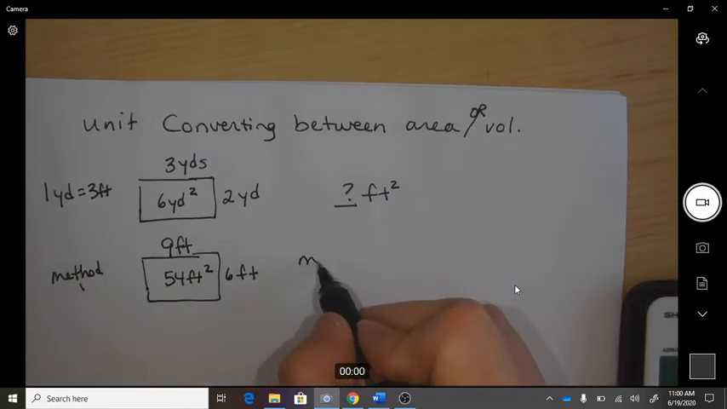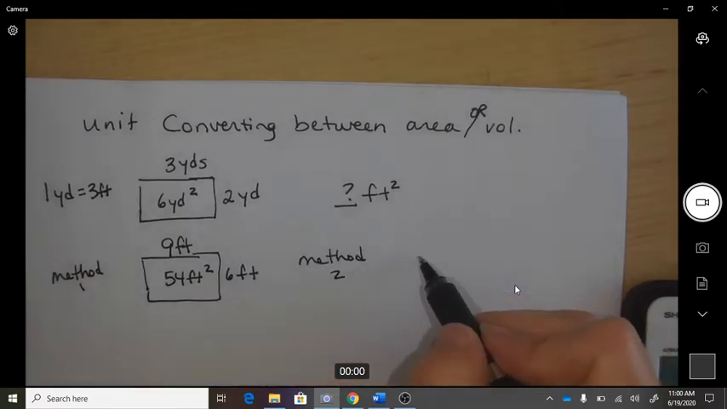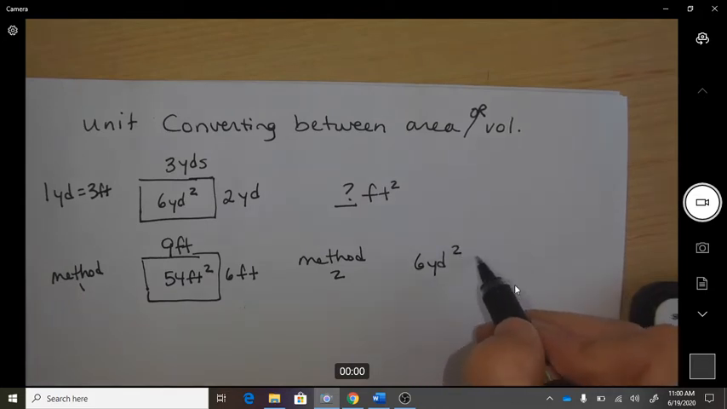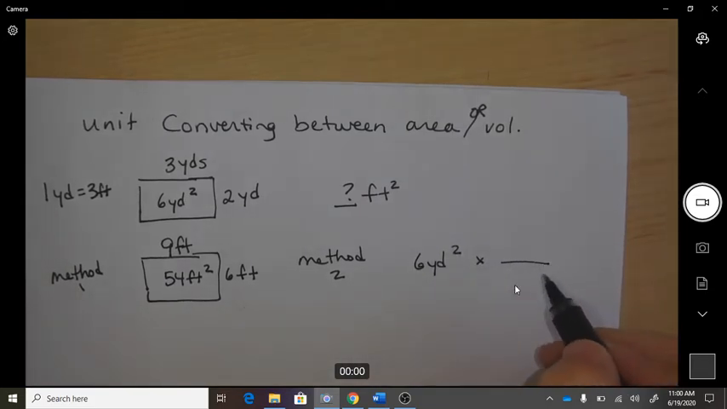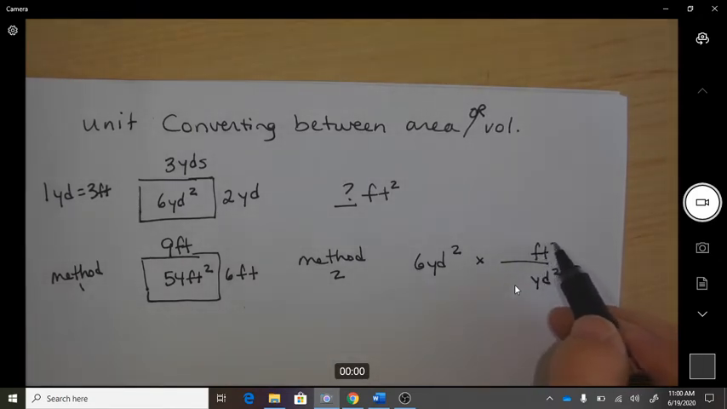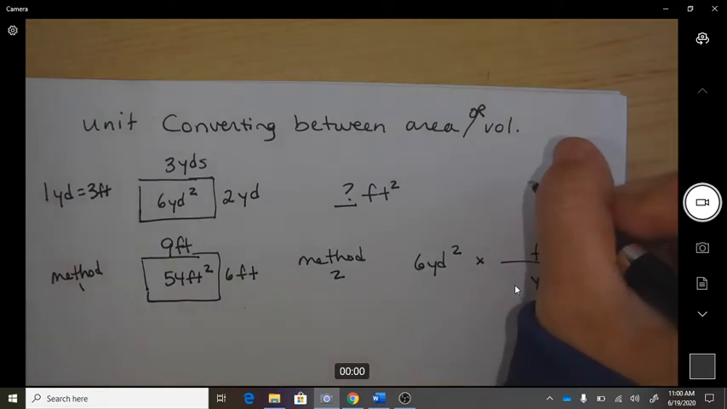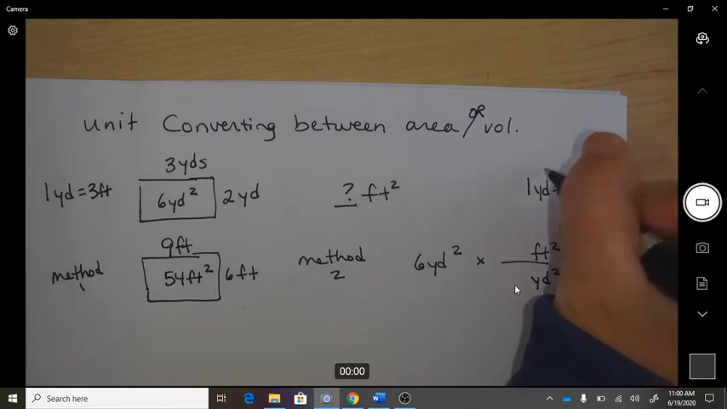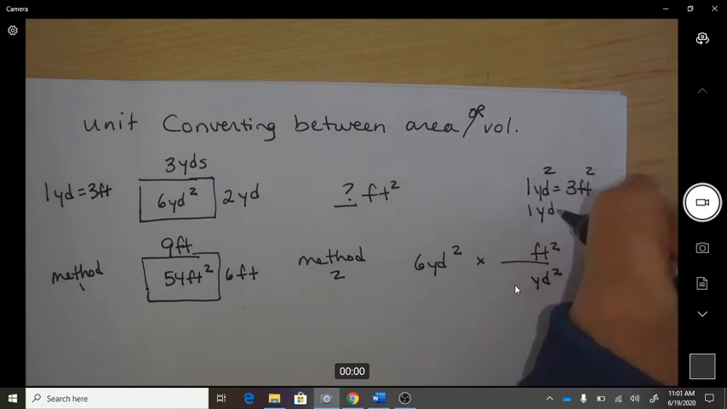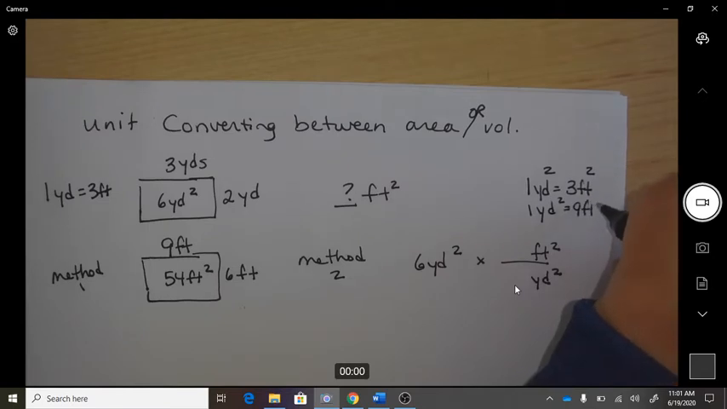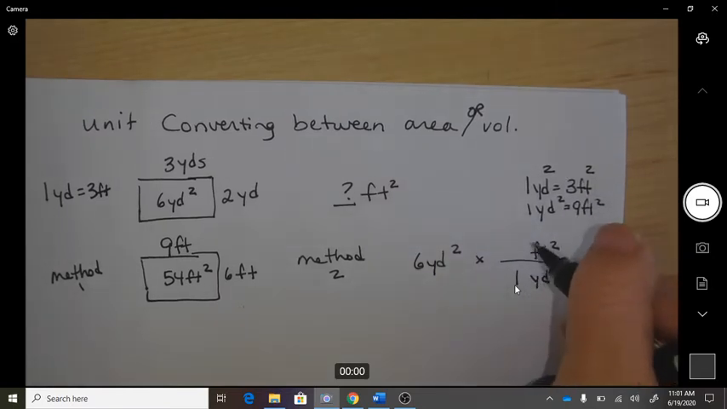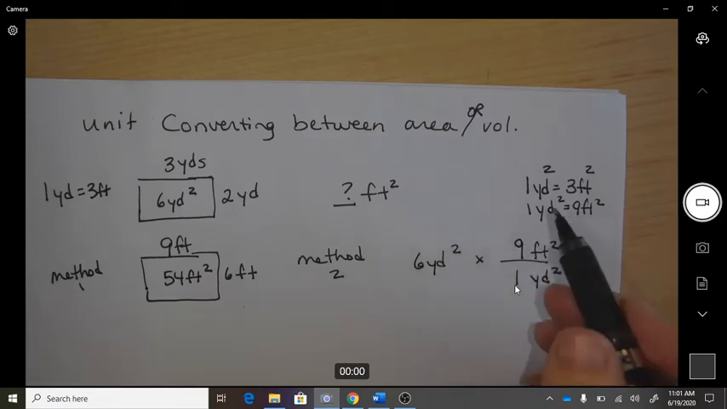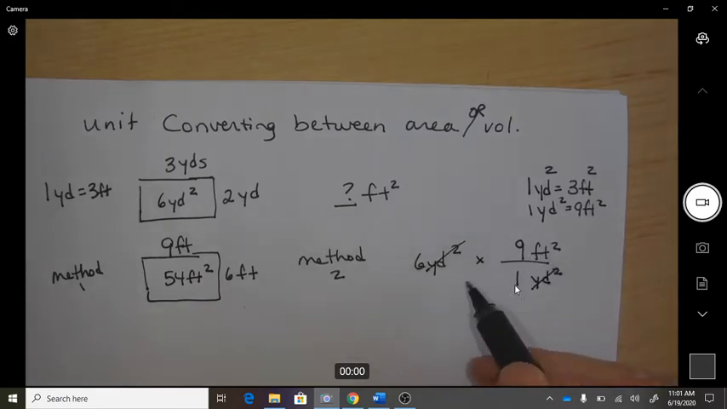That's method 1. Method 2 would be 6 yards squared, and then I want to do just kind of my regular process here with yards squared and feet squared. So if I know that 1 yard equals 3 feet, then I just square those numbers. So 1 yard squared is 9 feet squared. So now yards squared cancel, and I see I have a 6 times a 9, which is 54 feet squared.